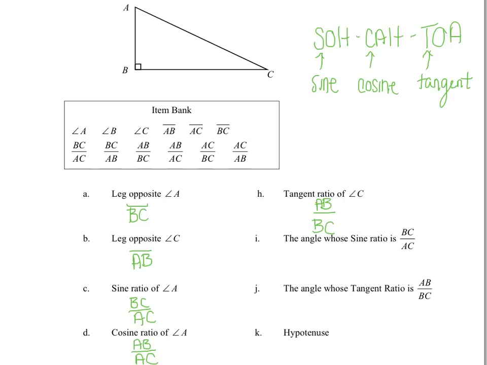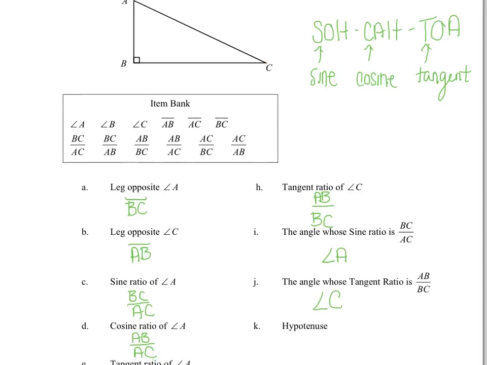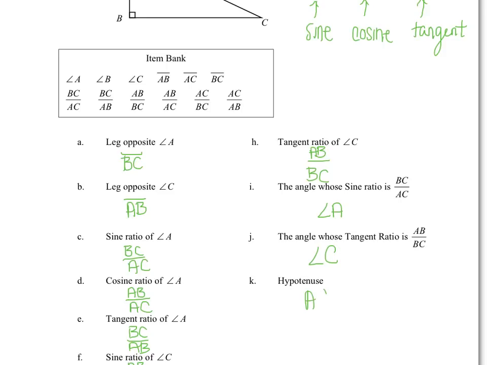Next, we've got the angle whose sine ratio is BC over AC. So we know sine is opposite over hypotenuse, so we must be talking about angle A. Next is the angle whose tangent ratio is AB over BC. So if this is opposite over adjacent, we must be talking about angle C. And finally, the hypotenuse. This is the hypotenuse of our triangle. It is AC. So we'll write that. It's line segment AC.